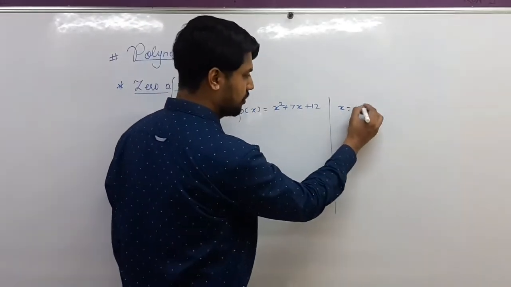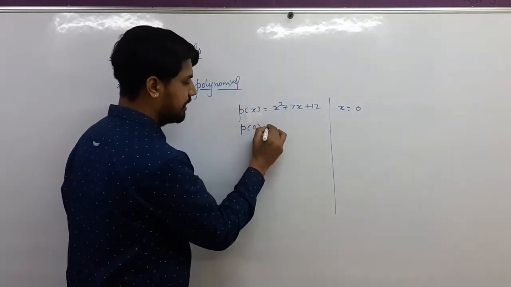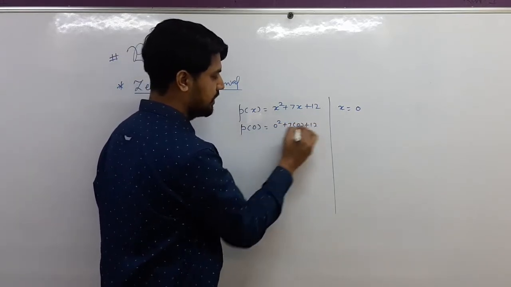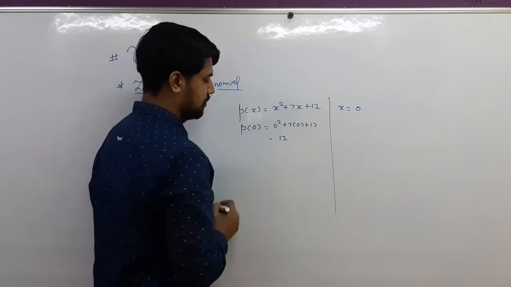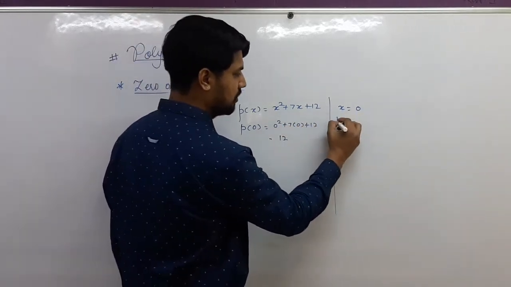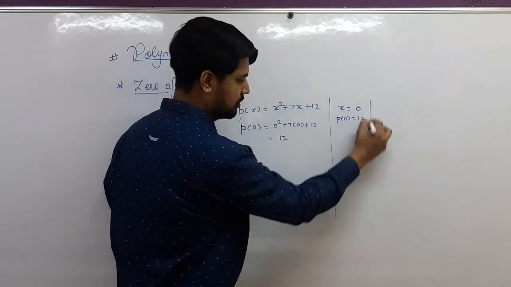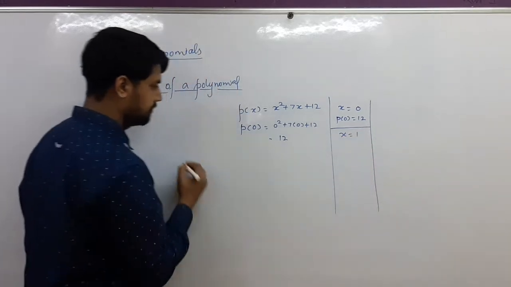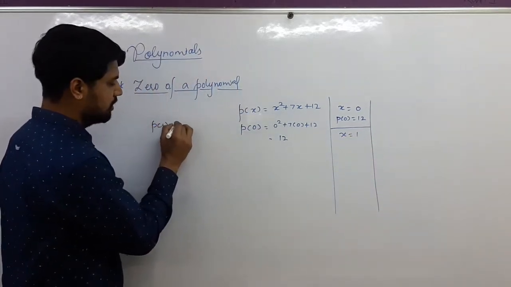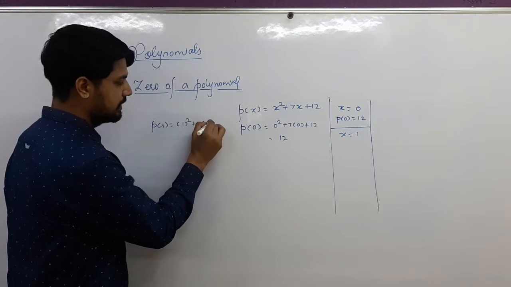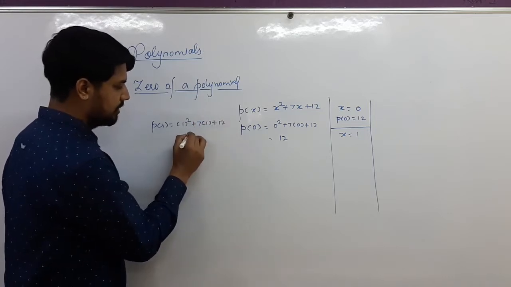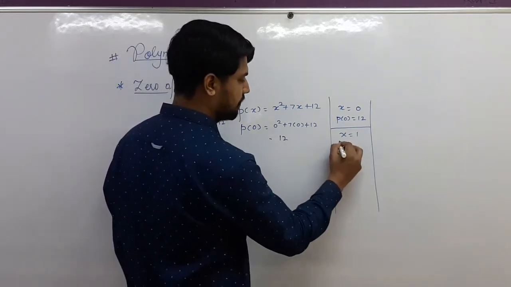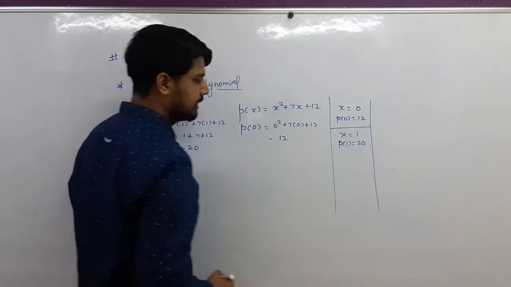For x is equal to 0, what will happen? We put the value of x equal to 0, so it is 0 square plus 7 into 0 plus 12. 0 plus 0 plus 12 is 12. That means when x is equal to 0, p of 0 is 12. Similarly, let's put x is equal to 1. p of 1 is equal to 1 square plus 7 into 1 plus 12. So 1 plus 7 plus 12 is 20. So when x is equal to 1, p of 1 is 20.